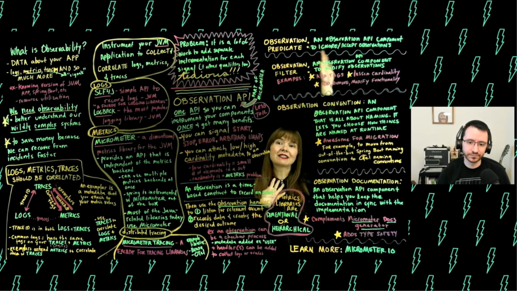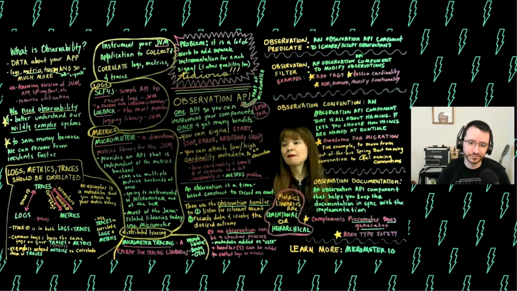And then we talked about some other components that are related to our Observation API. We have an observation predicate, which is an API component to ignore and accept observations, because sometimes you're going to use third-party tools that are already instrumented to collect certain things, and maybe you don't want all those things. So you can use the predicate to ignore some of the things that are being collected.